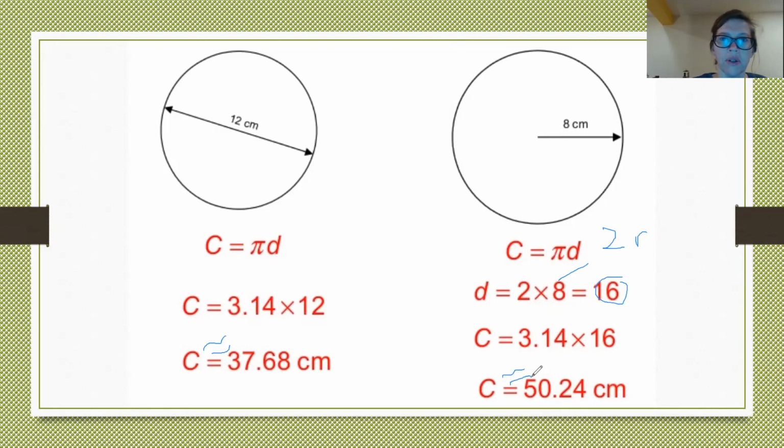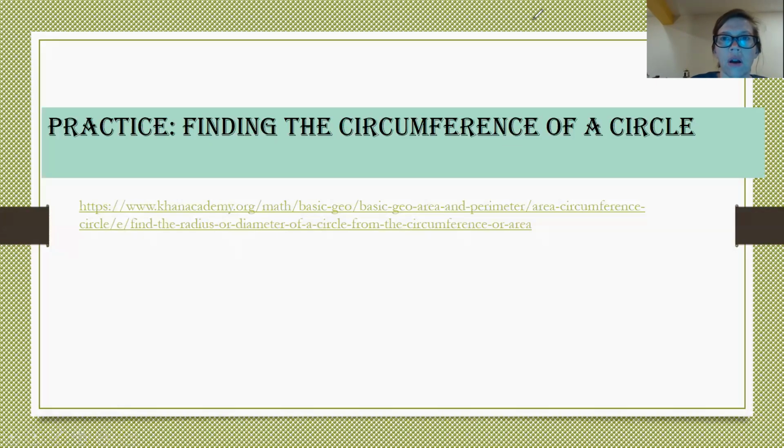All right, we are going to do a little bit more practice. We're going to practice some more with finding the circumference of a circle. So we're going to go to khanacademy.org in order to do that.